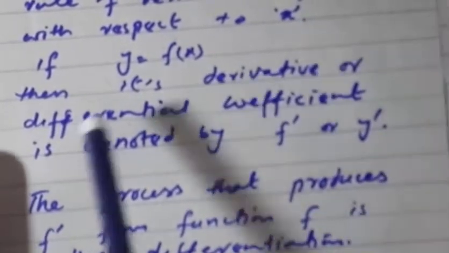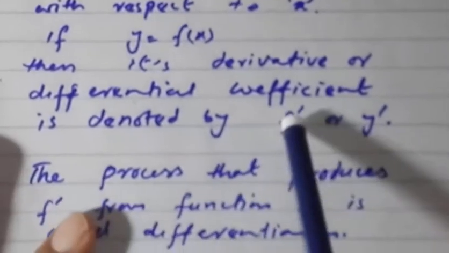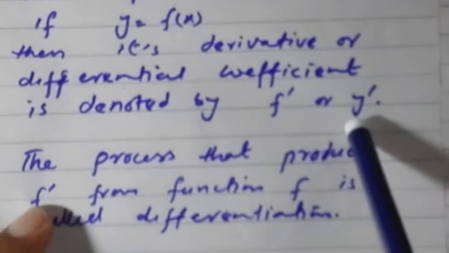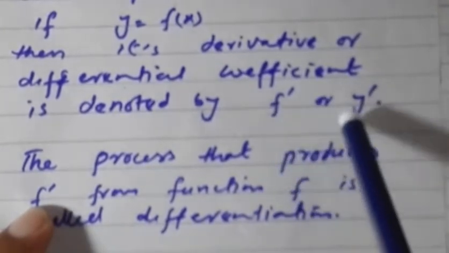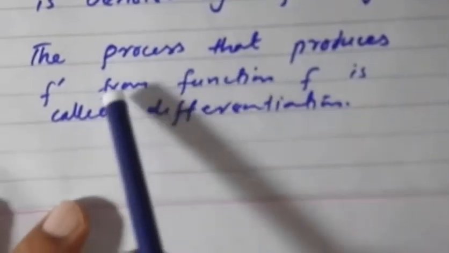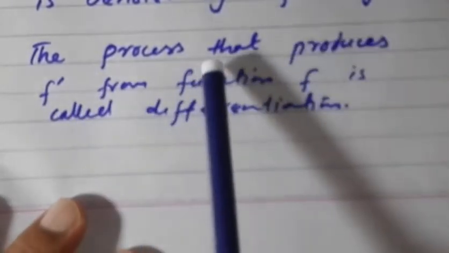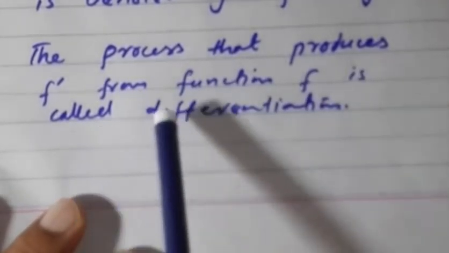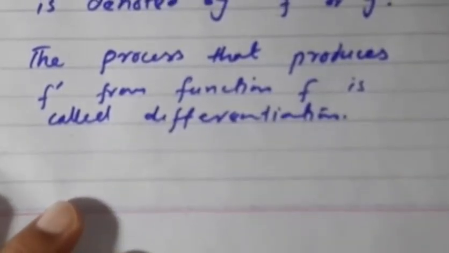If y is equal to f of x is a function, then its derivative or differential coefficient is denoted by f prime or y prime. This f prime or y prime represent what? Derivative of that function f of x. Now what is differentiation? The process that produces f prime from a function f is called differentiation. The process of finding derivative of a function is called differentiation.